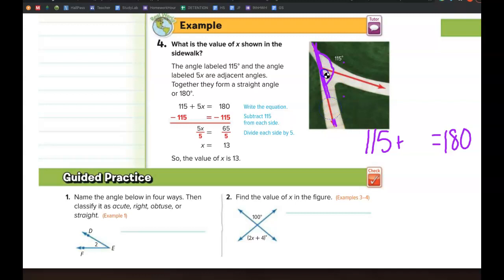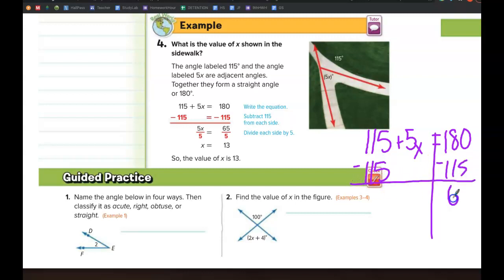What is it? 5x. So how would I solve? You would subtract 150. 65. And that equals 5x. So then what would I do? You would divide by 5. And what do you get x to equal? 13. Questions?